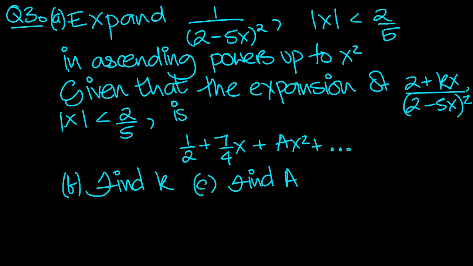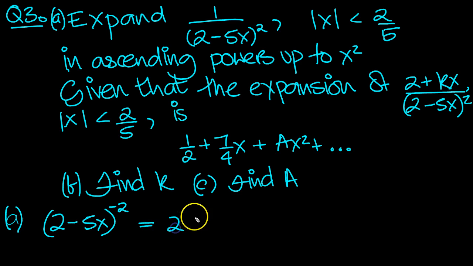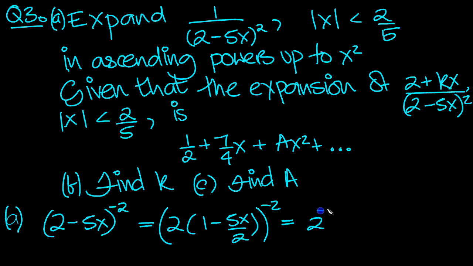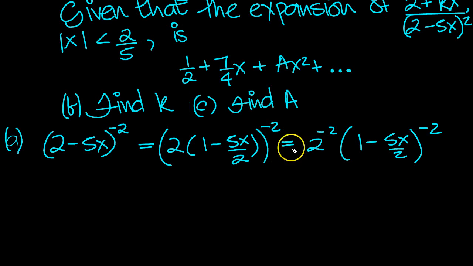So here's the question in summary form then. Let's have a look at it. We need to use the binomial theorem for part A. So it's going to be (2 minus 5x) to the minus 2. Let's take a 2 outside the bracket: 2 times (1 minus 5x over 2), all to the minus 2. That is equal to 2 to the minus 2, times (1 minus 5x over 2) to the power minus 2. 2 to the minus 2 is a quarter.